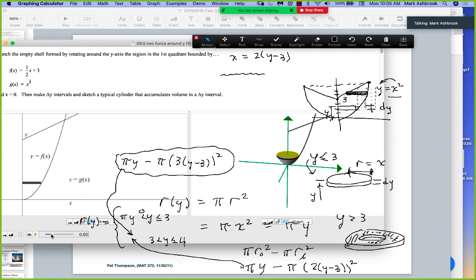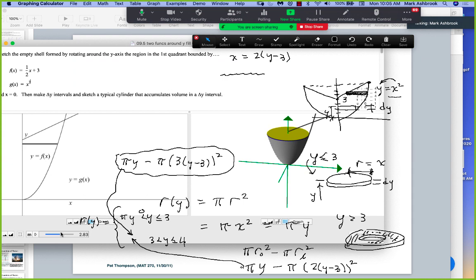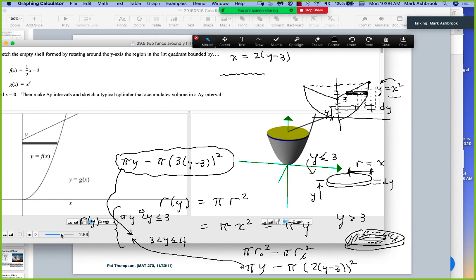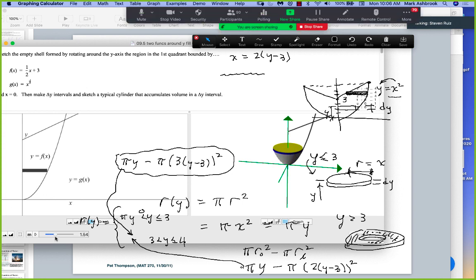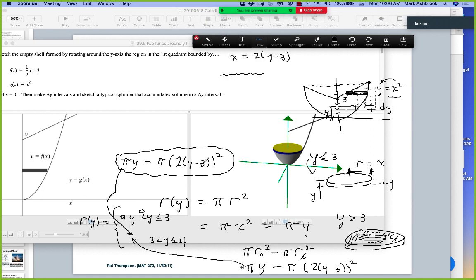Notice the strips going in delta y intervals down here up to 3, and we're getting the flat discs, the filled-in discs. But as soon as we hit 3, our strips are just between the line and the curve, and now we get these washers for the last part. So Mark, should that be pi times 2 times (y minus 3)? Yep, thanks. Because it was 1/2 x, thank you.